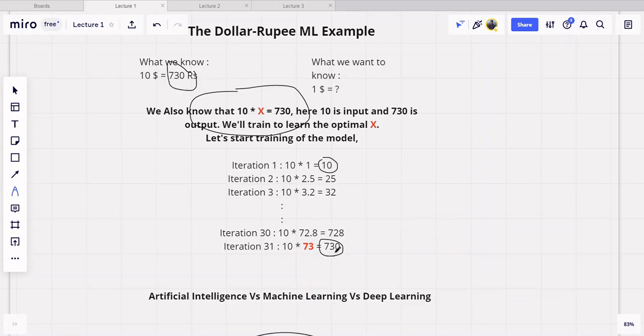Now what we can do is, we can take this parameter and multiply it by $1. So $1 multiplied by 73 gives us 73, which is the correct answer for the currency rate. So basically what we did was, we had data, we used that data to train a model, to train the machine to learn the parameters, to basically learn a program and then predict the value. So this whole process is called training.